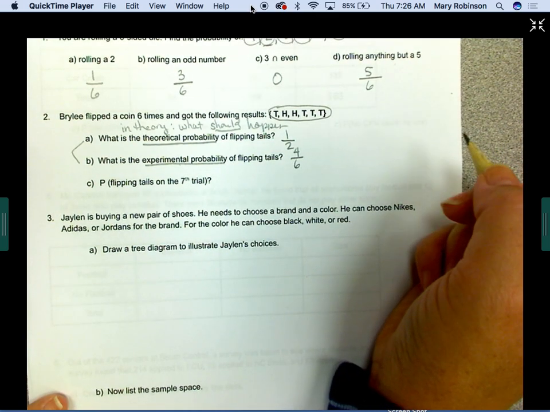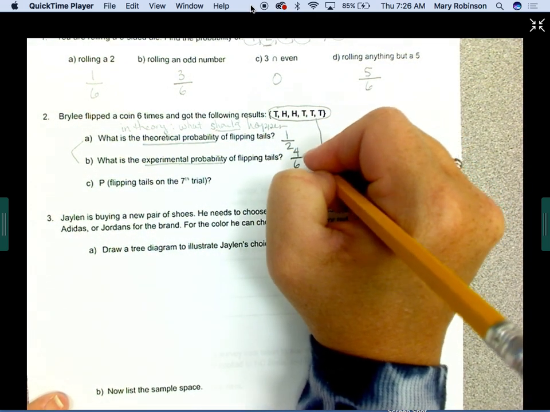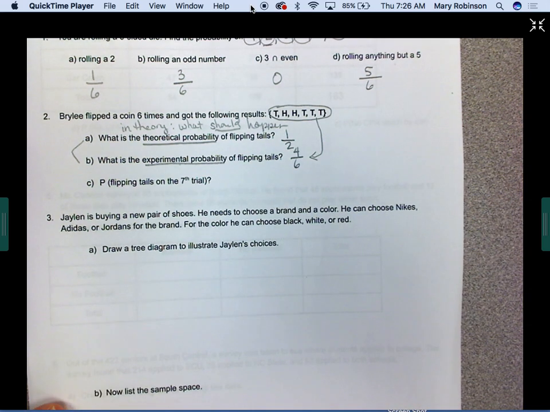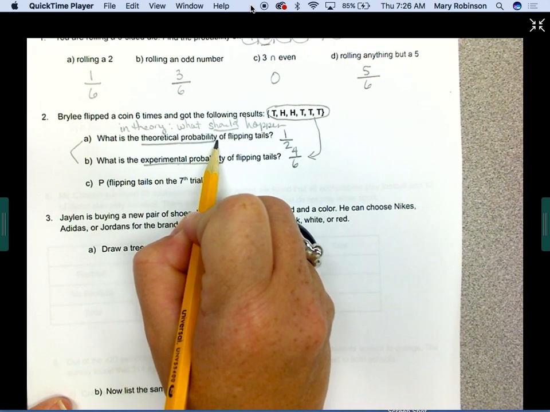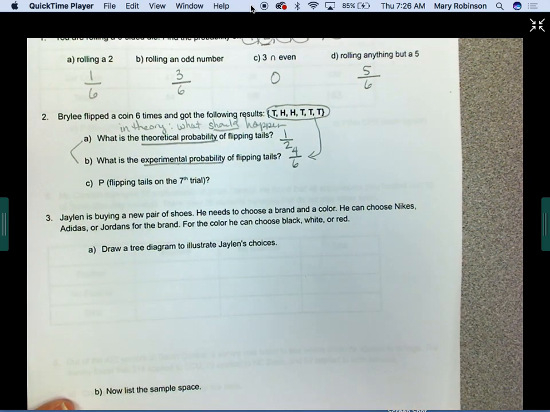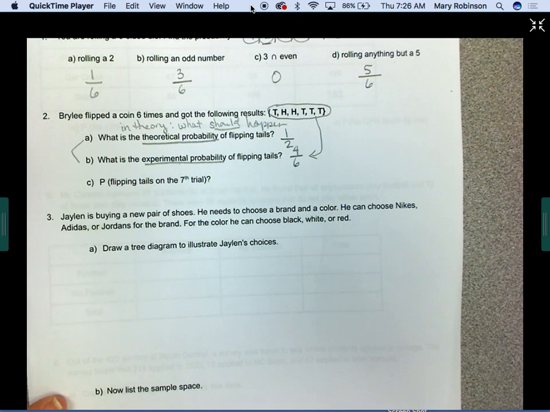So my experimental probability is based off of the actual outcomes of an experiment, while the theoretical probability is based on what should happen in theory: that half the time I should get a heads and half the time I should get a tails, because I have 2 possible outcomes that are equally likely.